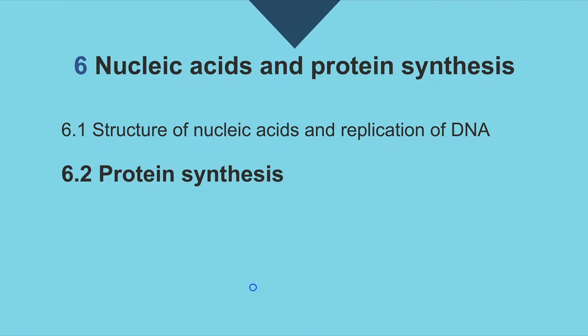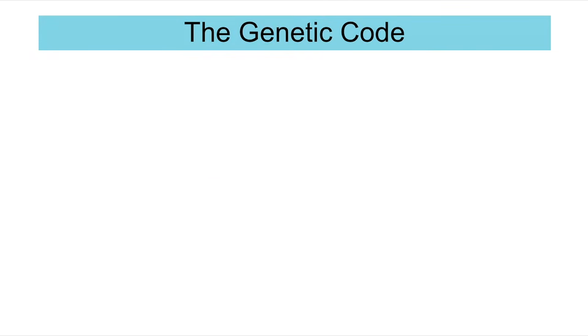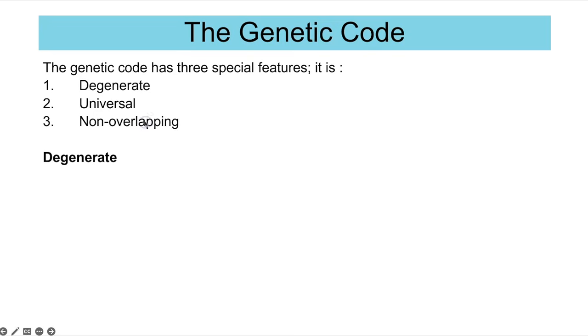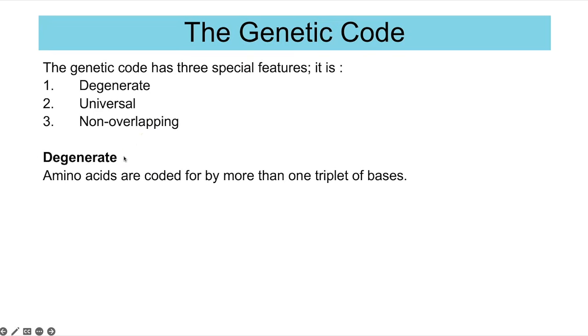Next, then, we have a look at protein synthesis. So for protein synthesis, the first concept is you need to have an understanding of the genetic code. And there's 3 special features. The genetic code is degenerate, it's universal, and it's non-overlapping. What we mean by degenerate is amino acids. There are 20 amino acids, but there's actually 64 triplets of bases. So amino acids can be coded for by more than one triplet of bases.